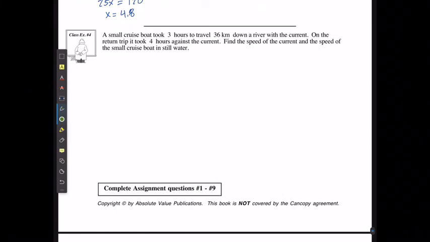The second distance, speed, time problem, same concept. A small cruise boat took 3 hours to travel 36 kilometers down a river with a current. On the return trip, it took 4 hours against the current. Find the speed of the current and the speed of the small cruise boat in the still water. I'm going to make my chart again, and I'm going to have my distance, my speed, my time.